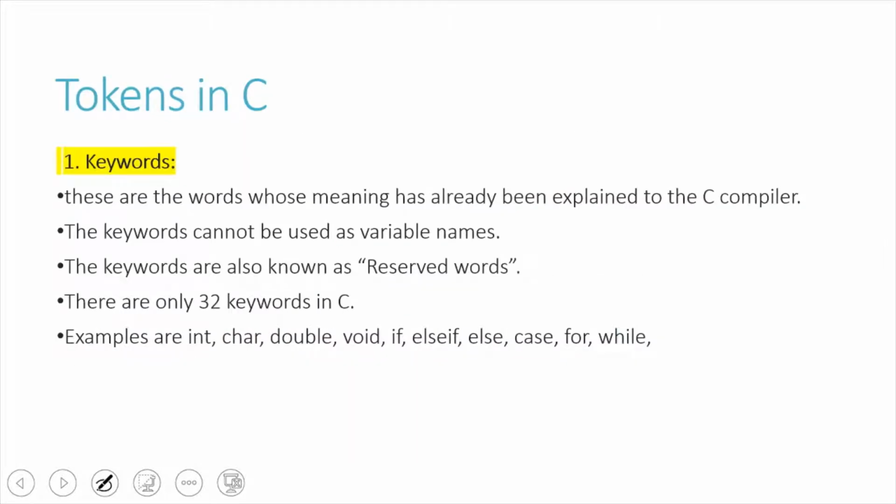First one is called a keyword. Keywords are also called reserved words, and their meaning has already been defined to the C compiler. We cannot use these keywords as variable names. The C language consists of 32 keywords, for example, int, char, double, void, if, else, etc. Such 32 words are available.